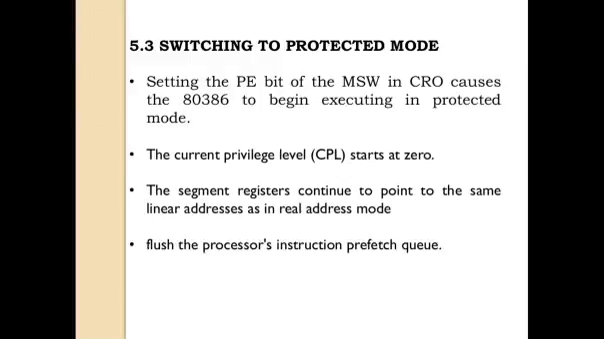Next, immediately after setting the PE bit, that means PE equal to 1, the initialization code must flush the processor's instruction prefetch queue by executing a jump instruction. So it must jump so that it will execute an application which is to be executed in protected mode instead of going into the idle state.